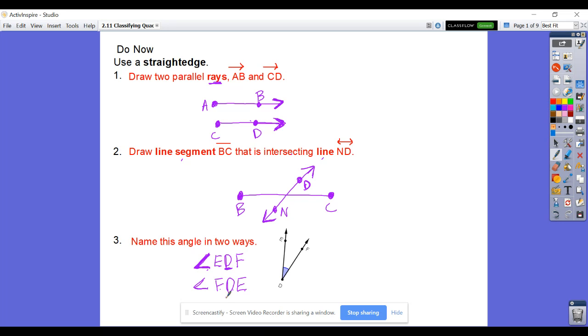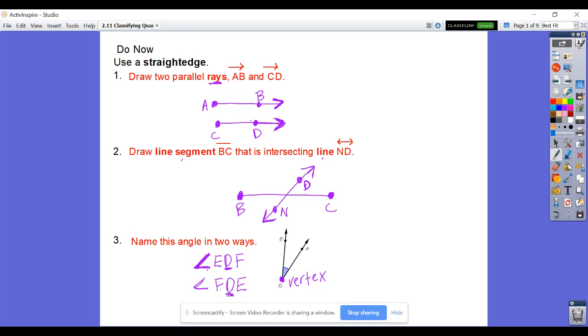But notice in both cases, D had to be in the middle because D, do you remember what we call that point? D was our vertex. So to name the angle correctly, we need to make sure the vertex was in the middle.